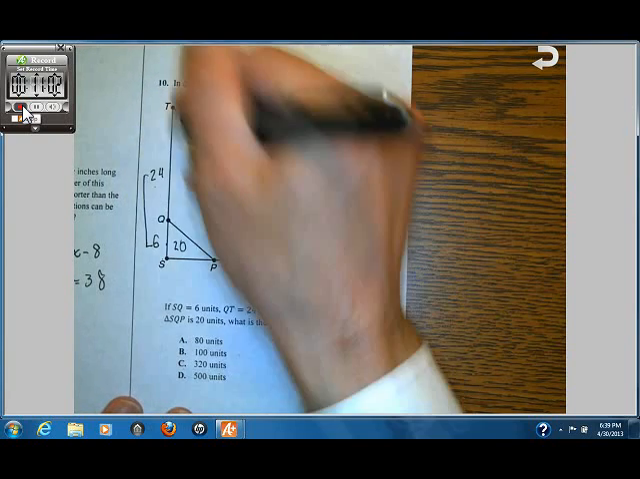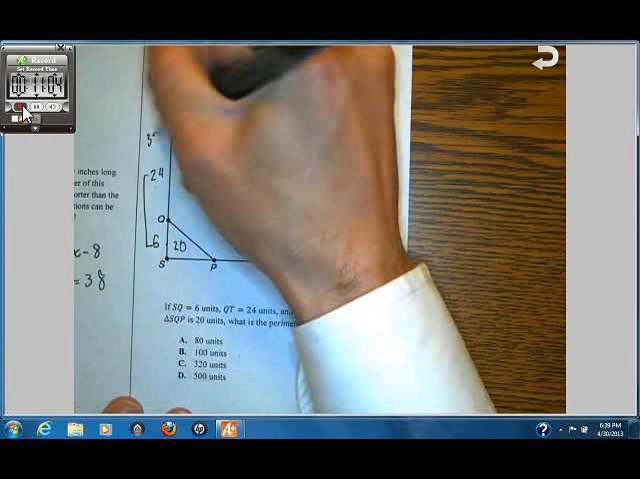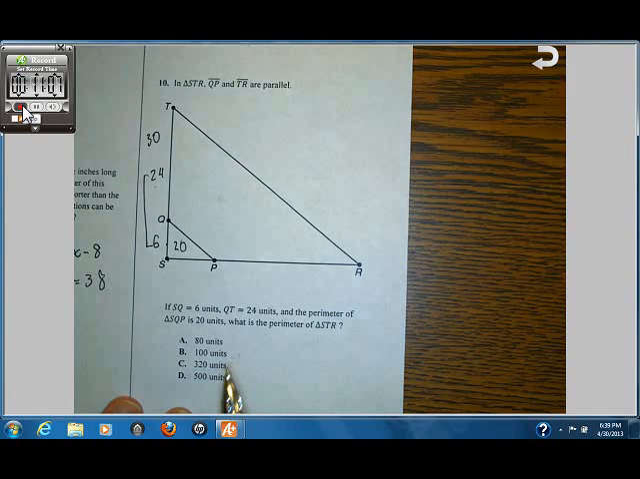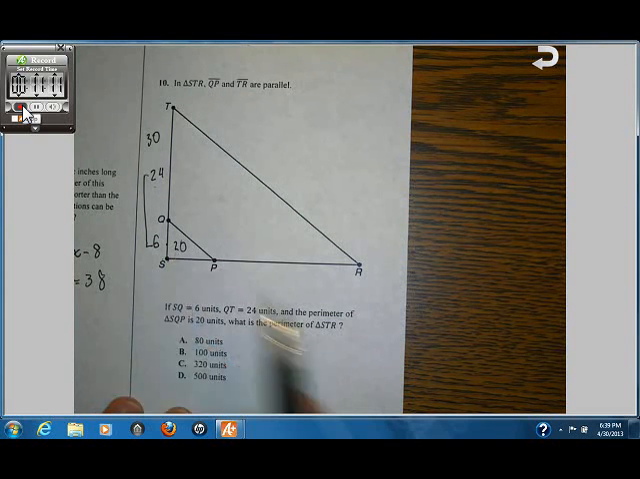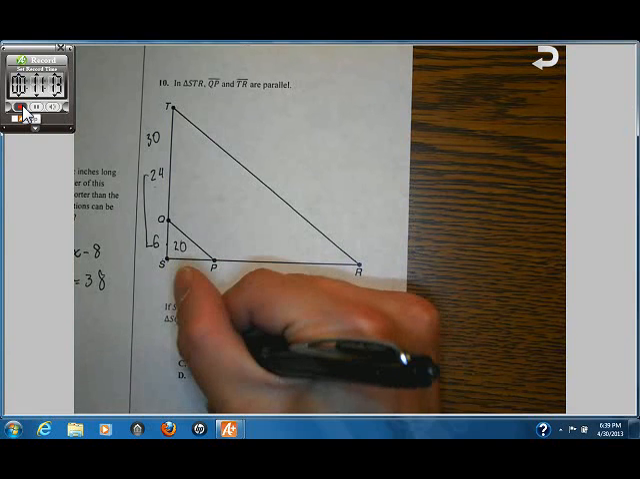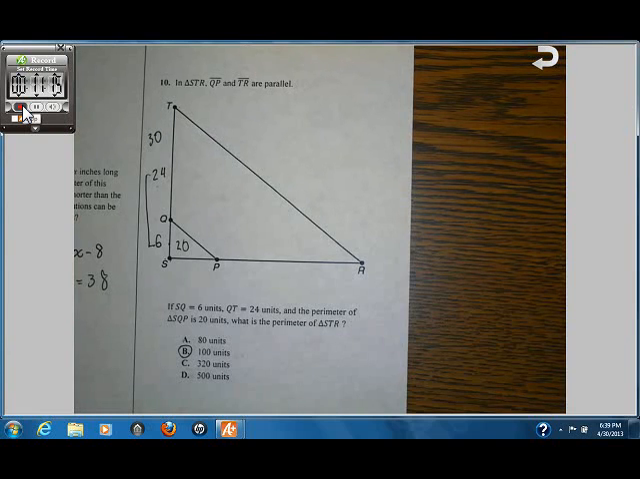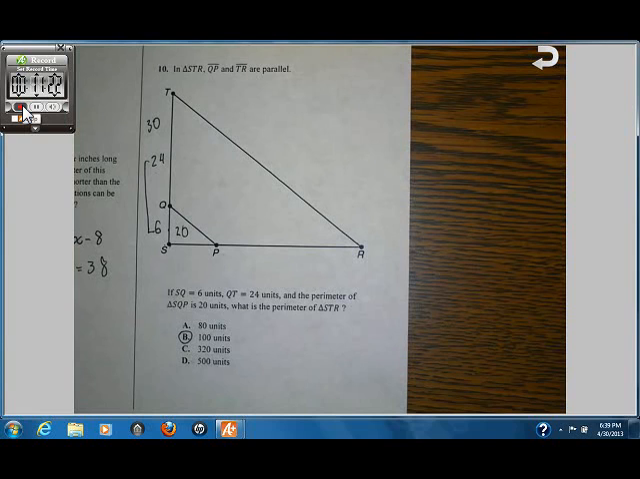So we are going to realize that a scale factor of 5 is in play. So we're going to take our perimeter of 20 and multiply it by 5, and the correct response was 100. It was asking for a perimeter, so you only multiply by the scale factor once. Had it been asking for an area, you would have multiplied by the scale factor twice. And that should be it.